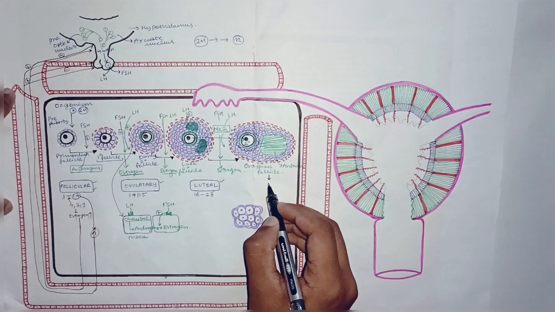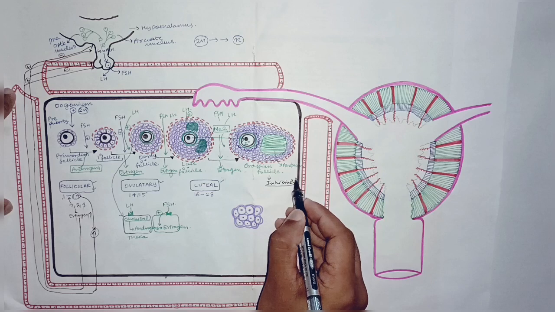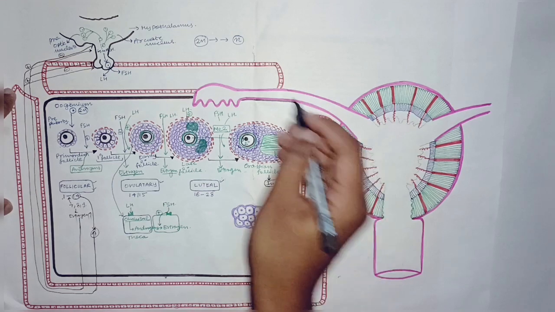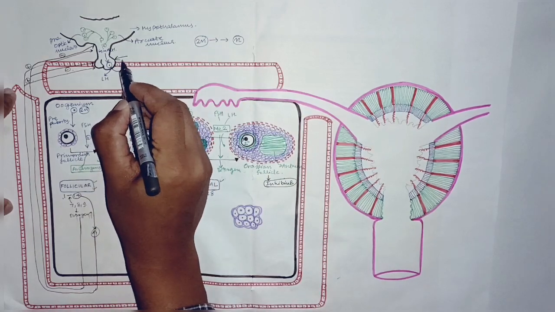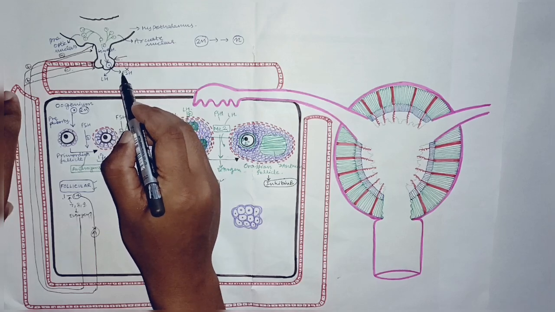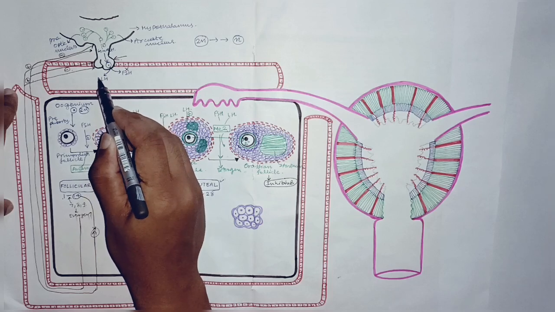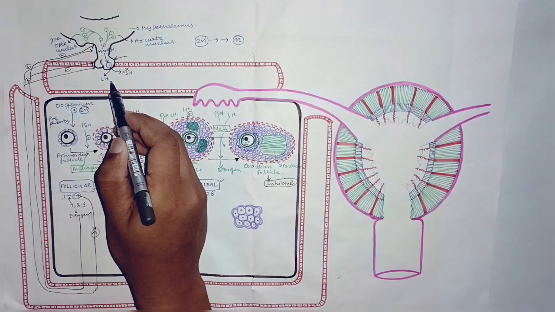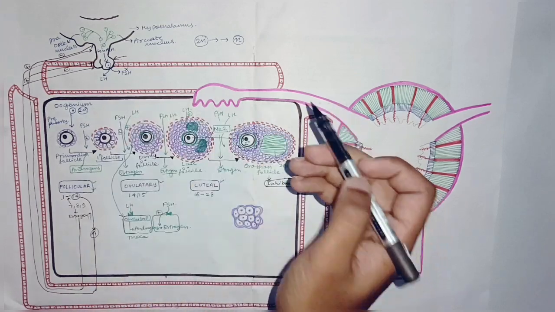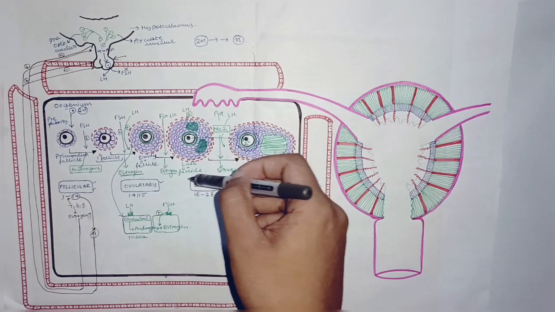a hormone known as inhibin, particularly inhibin B. This inhibin B acts on the anterior pituitary and says to stop producing FSH. Simultaneously, a lot of LH is produced, and this LH is known as the LH surge. Now we are going to the 14th or 15th day, which is actually the ovulatory phase.